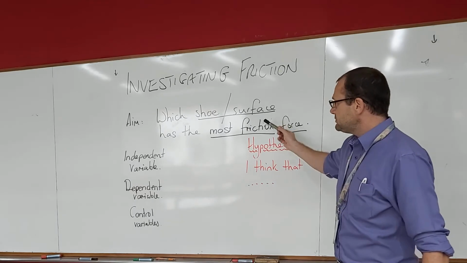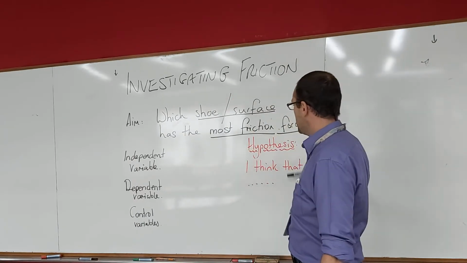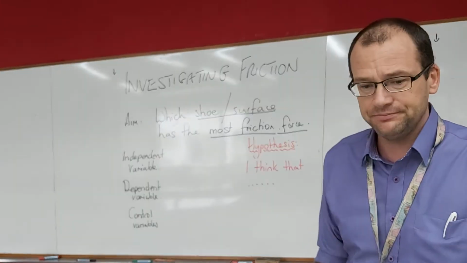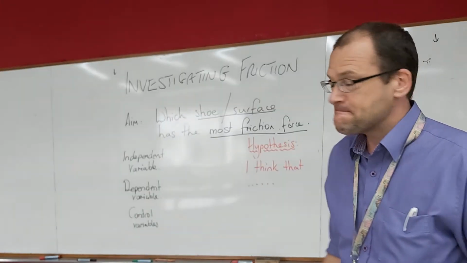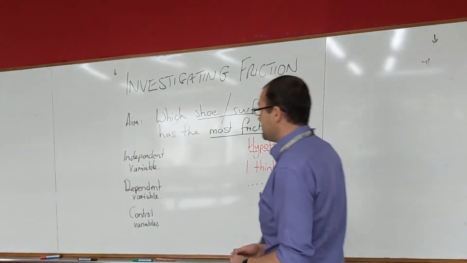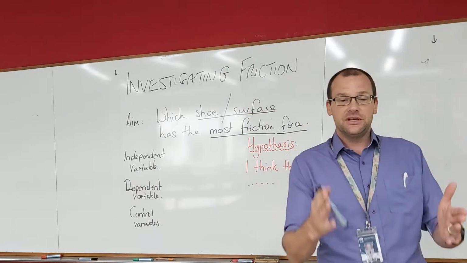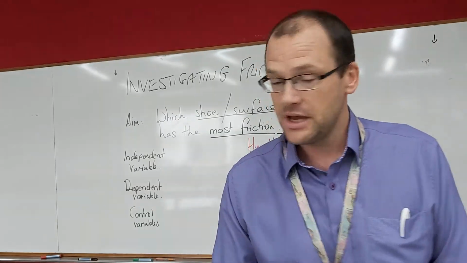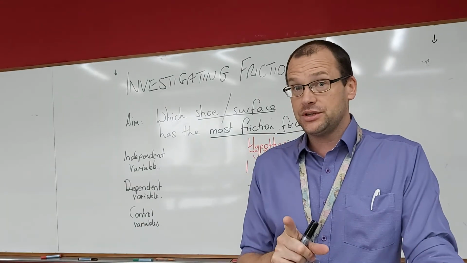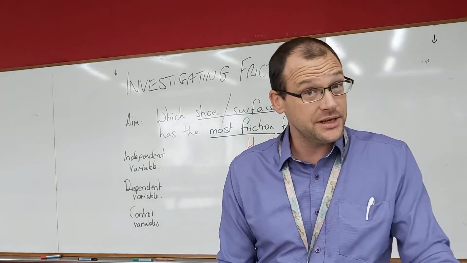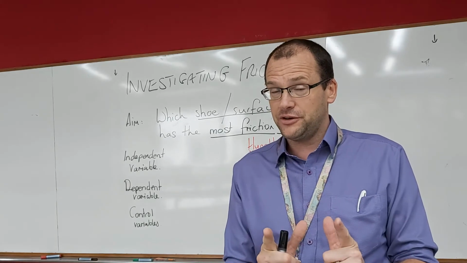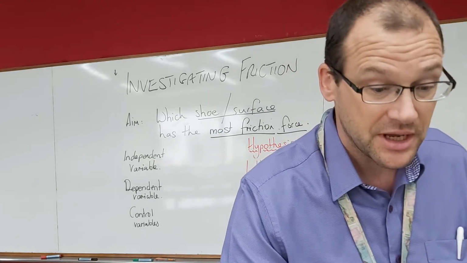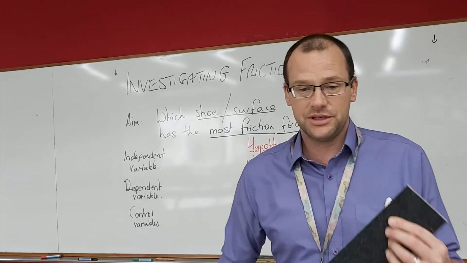So there we go. Now we've got our aim, we've got our title, we've got our hypothesis, we've got our independent and dependent variables. So what are the controls? Think about it, pause the video. Yep, the controls, well done, are the things we need to keep the same. So in this investigation, if we are investigating the type of surface, then we need to keep the shoe the same. If you're investigating which shoe has the most friction, guess what you need to keep the same? You're absolutely right. It's the surface you need to keep the same.